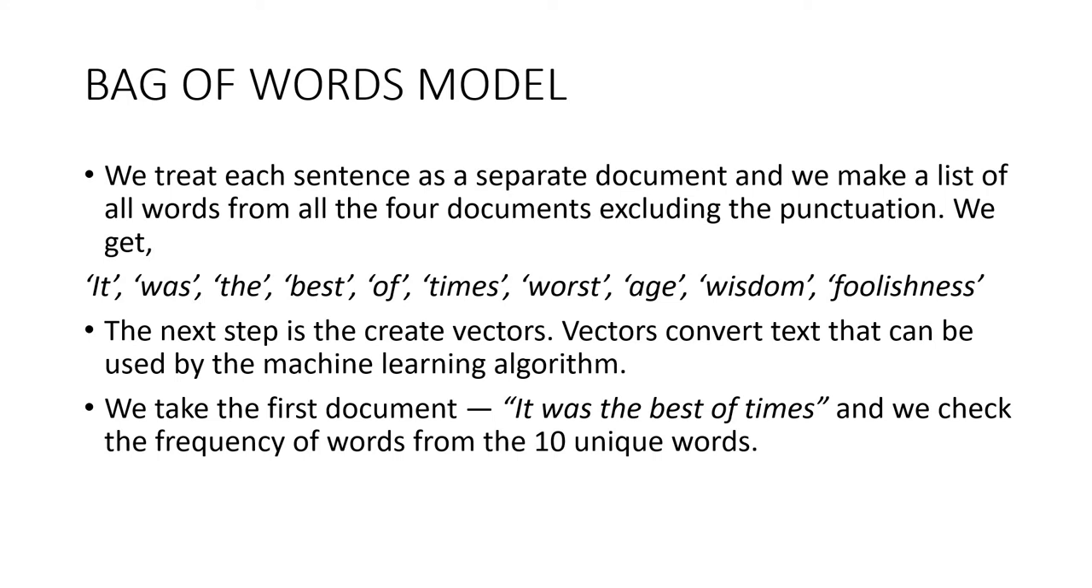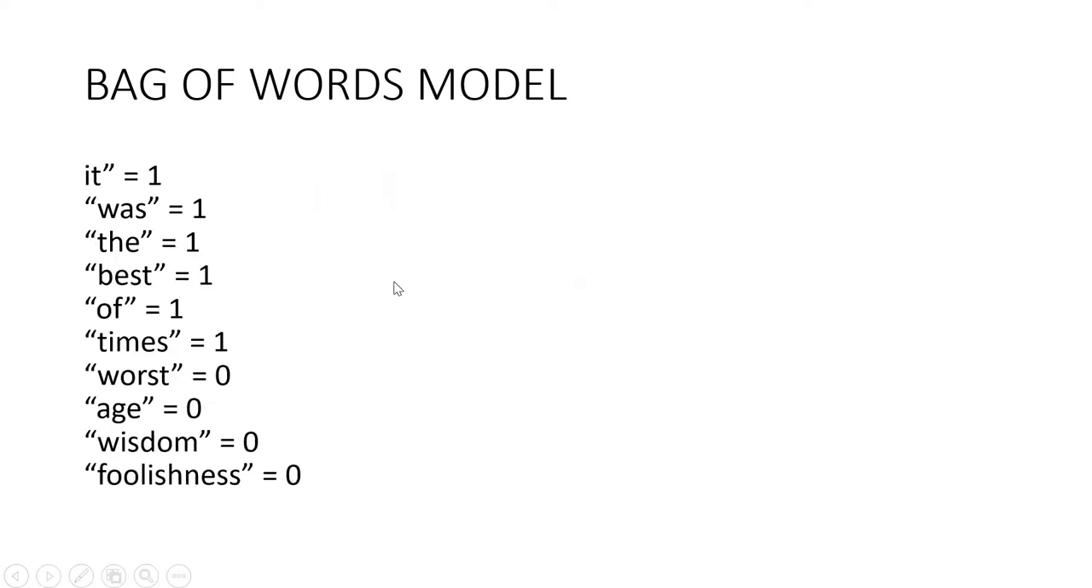The next step is to create the vectors. Vectors convert text into a form that can be used by the machine learning algorithm. We take the first document, again, it was the best of times, and we check the frequency of words from the 10 unique words. We have taken 10 unique words above. And this is the bag of words model.